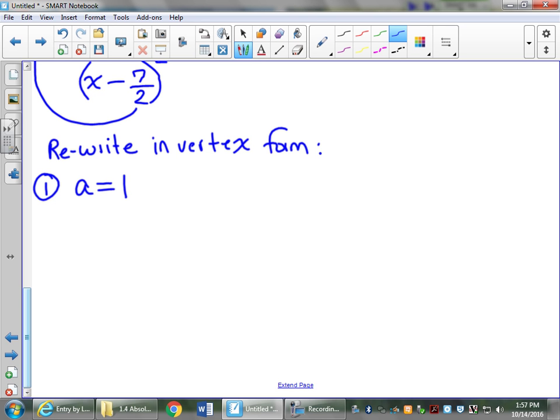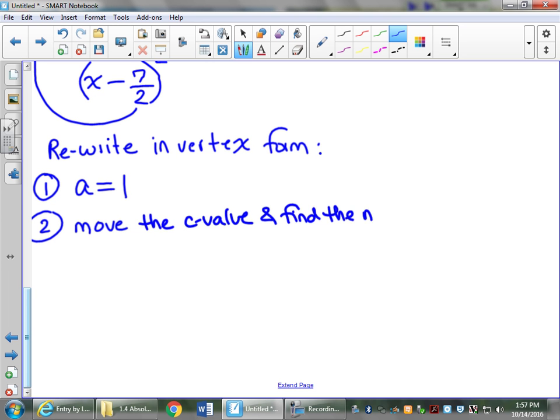So have to make the a value 1. That's the first step. Second step is you're going to get rid of the old c, because there's going to be a c value already, and we've got to get rid of it. So we're going to move the c value to the other side of the equation and find the new one using the formula we just practiced. The c equals b over 2 squared.